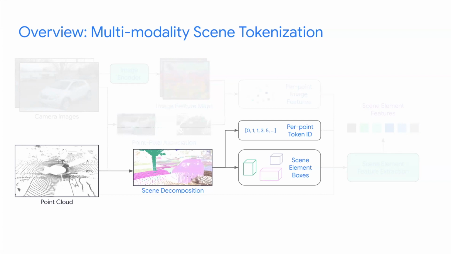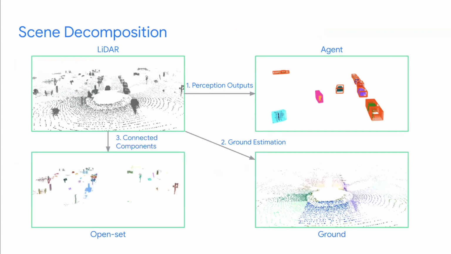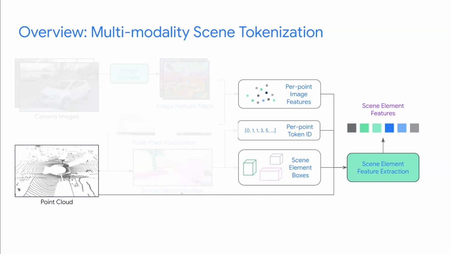In parallel, the 3D point cloud is decomposed into its constituent objects and regions, which are represented as 3D bounding boxes with headings. In addition to existing perception outputs, which identified road agents such as cars, bicyclists, and pedestrians, we also detect and divide the ground plane into a grid of 2D tiles. Finally, the remaining non-agent and non-ground points are clustered in each frame via a connected components algorithm and tracked between frames with a Kalman filter to produce unlabeled open set objects. We use the term scene element to refer to all 3 categories of objects and regions. The resulting per point image features and scene element bounding boxes are used to compute a feature vector for each scene element, which we will discuss next.